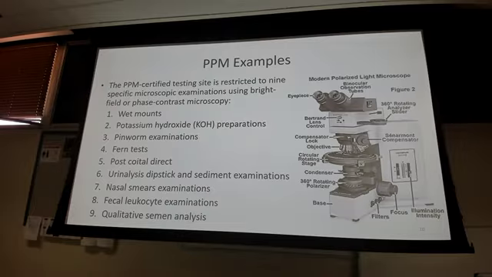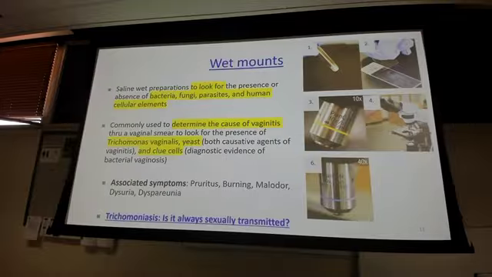Okay, another very good slide, you will see a couple of these. Just know that 1 through 9, once you graduate and become physician assistants, you are qualified to run these tests at the bedside. So wet mounts, KOH preps, pinworm, burn test, hemoccult, UAs, along with the sedimentation examinations, nasal smears, fecal leukocytes, and qualitative semen analysis. You probably will not see that too often, but it's listed here anyway. And we'll go into these very quickly.